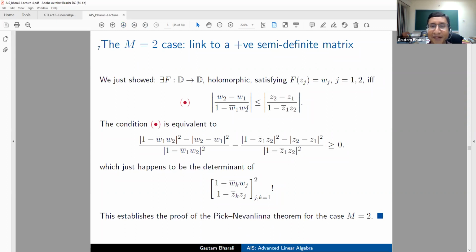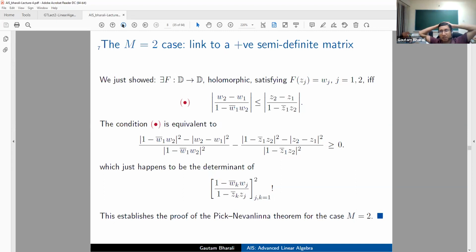So what did I just establish? I established that the inequality given by this red dot is equivalent to the positive semi-definiteness of this matrix. How so? By showing that all possible principal minors are non-negative. And so you see, we've established the proof of the Pick-Nevanlinna problem in the case n equal to 2. So that's how we do it. So do you see the structure of this proof?